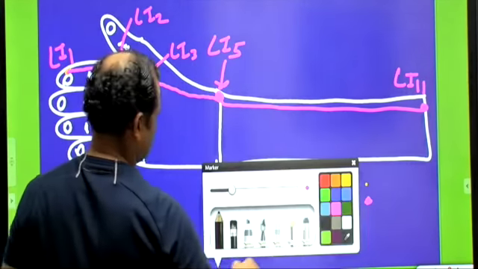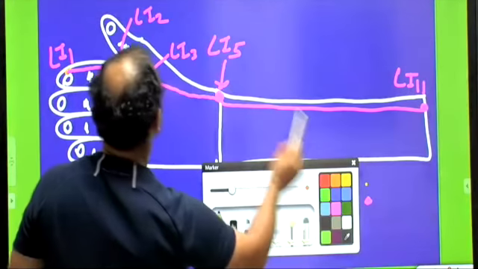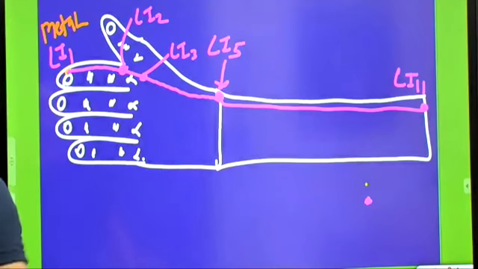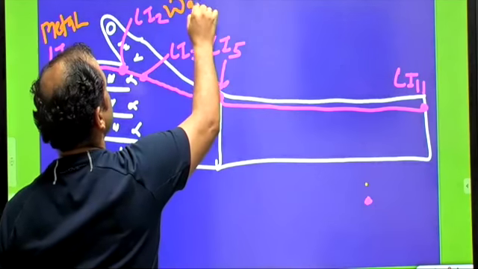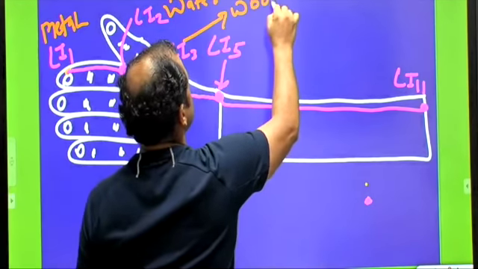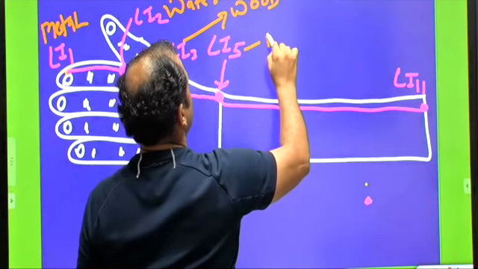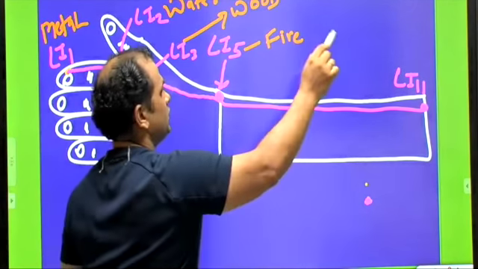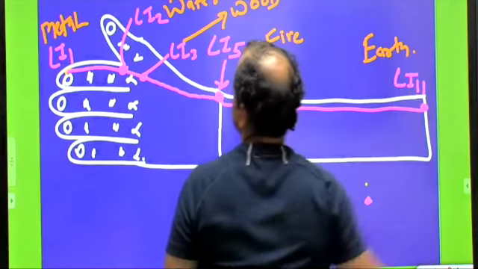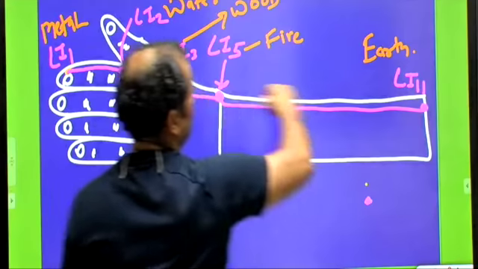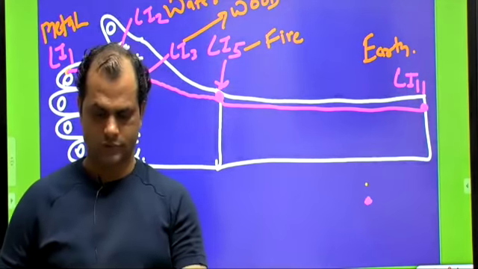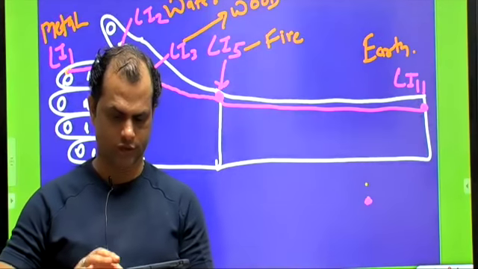LI1 will be the metal point. LI2 will be the water point. LI3 will be the wood point. LI5 will be the fire point. And LI11 will be the earth point. In this way, we have seen the five element points in the LI meridian. Let's see the image once again.